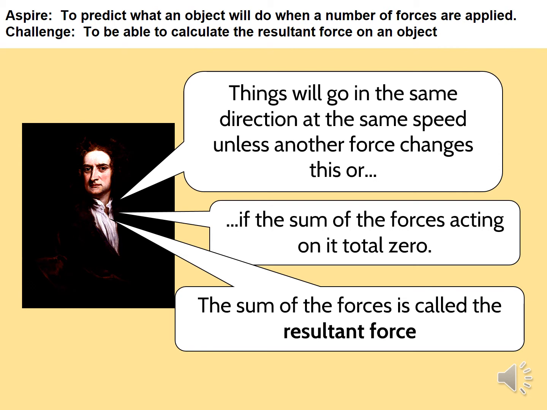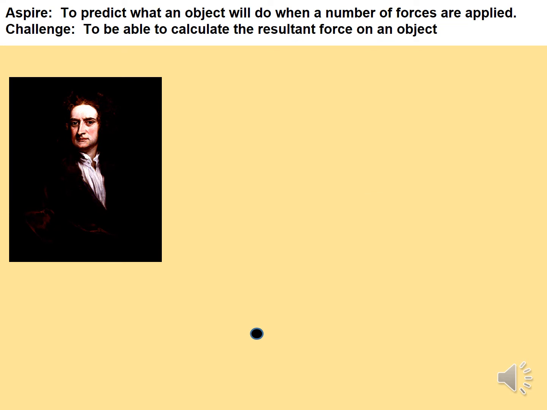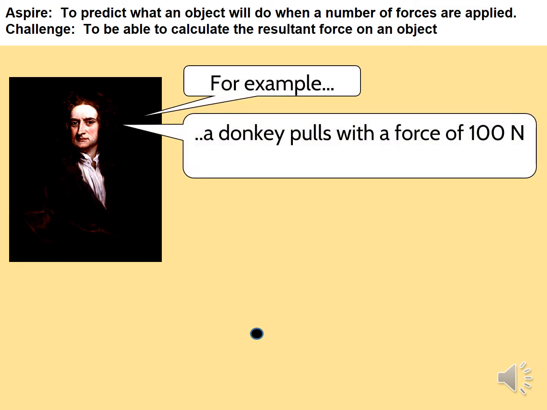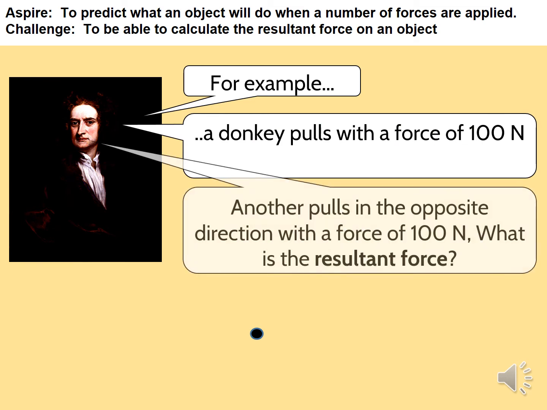those particular calculations. Okay, so let's now do some application of our new word resultant force and make sure we can do some calculations. Suppose for a moment that we had two donkeys fighting over a shopping trolley in a supermarket, and one of them was pulling the trolley with a force of 100 newtons and the other was pulling in the opposite direction with a force of 100 newtons. The calculation of resultant force would look like this.